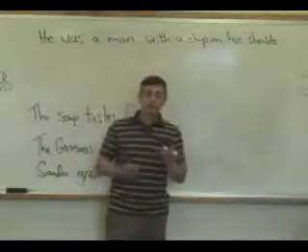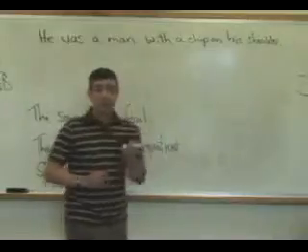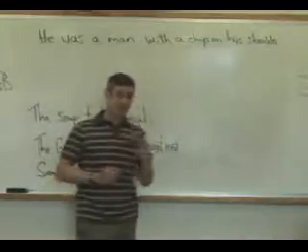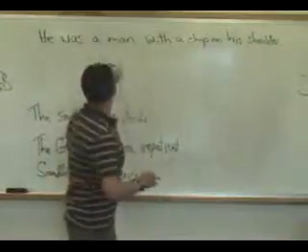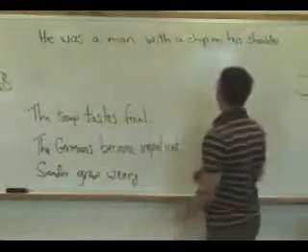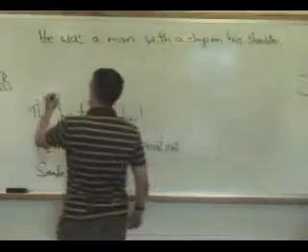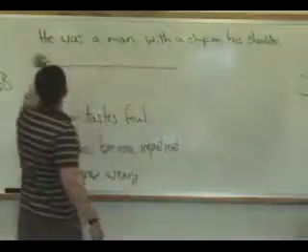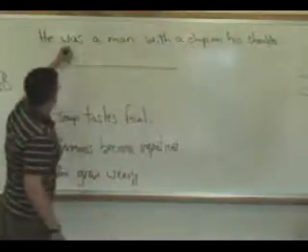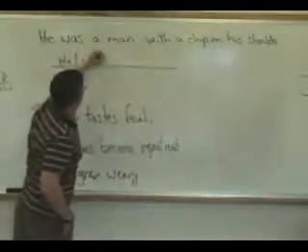Here is how to diagram subjective complements. Now, subjective complements can be, as we've seen, either nouns or adjectives. In this sentence here, he was a man with a chip on his shoulder. Okay, our baseline there: he is the subject. There's our subject-verb divider. Was.